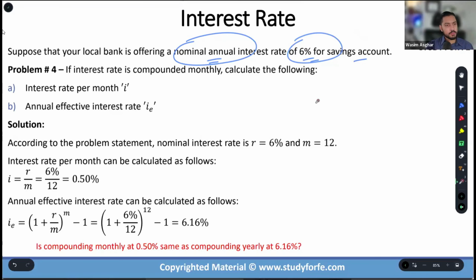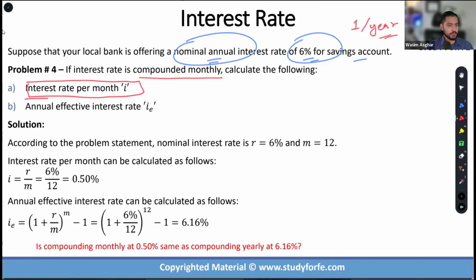Now, the second part of this problem statement says that the interest rate is compounded monthly. Now, our original assumption of once per year, after we continue with this problem statement, is it true anymore? No, because it is compounded monthly. So what are we going to do? First, calculate the interest rate per period and then the effective annual interest rate.